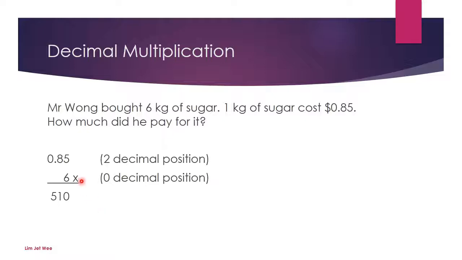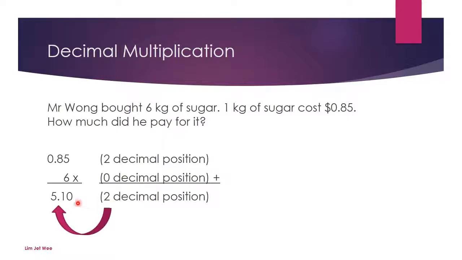Next step is to count the number of decimal positions. So there are 2 decimal positions here. See this? Up here there are 2, and this is a 6. 6 has no decimal positions. Total up the number of decimal positions. So 2 and 0 add together become 2. So the answer must have 2 decimal positions. So 0, 1, and I put the decimal right here. So I have 2 decimal positions.